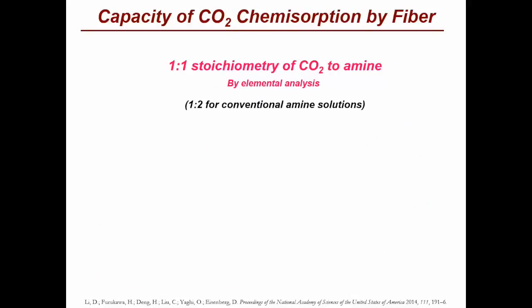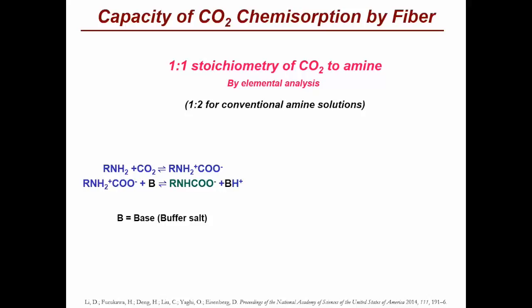So CO2 absorption capacity can also be calculated using elemental analysis, and they found a 1 to 1 stoichiometry for CO2 to amine in these fiber materials, which is different than the conventional amine solutions, which show 1 to 2 stoichiometry, which is another important aspect of these materials. So in the conventional amines, what happens is when an amine reacts with CO2, it forms carbamic acid, and then this carbamic acid reacts with another amine to form carbamate. That's two amines used to capture one CO2.